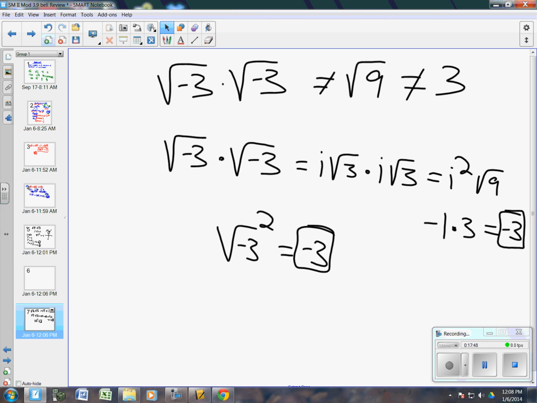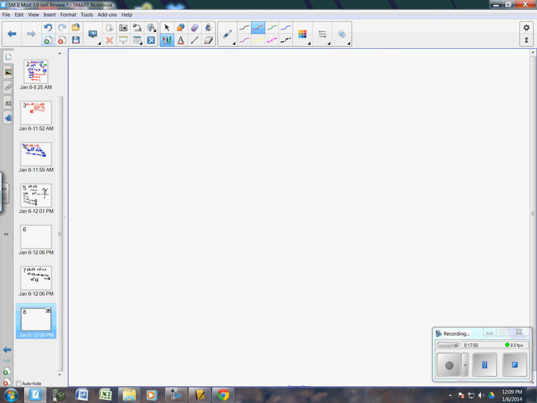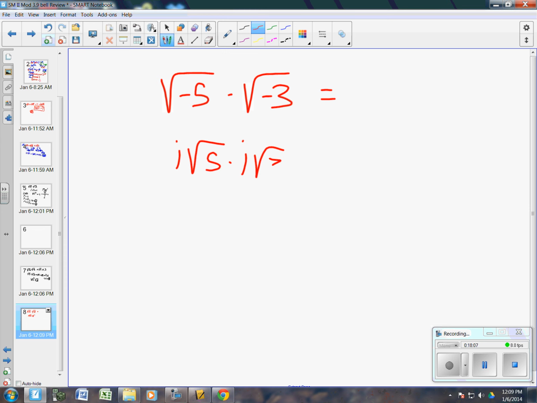Yeah, well, it doesn't have to be the same number. Look at this. What if I have the square root of -5 times the square root of -3? Well, I know that 3 times 5 is 15, right? But technically, I should have i squared of 5 times i squared of 3. And that's going to make i squared times the square root of 15, right? And what is i squared? So it's negative square root of 15 is the correct answer.